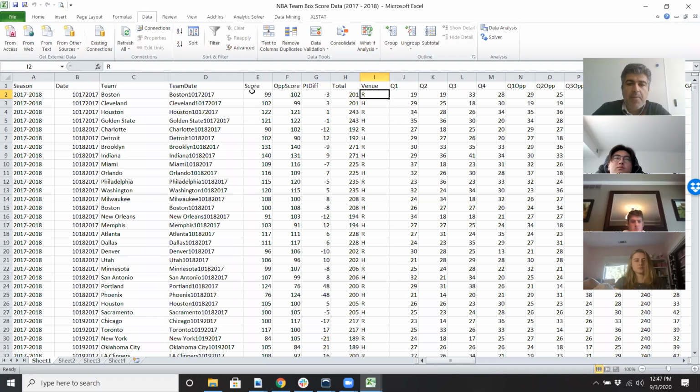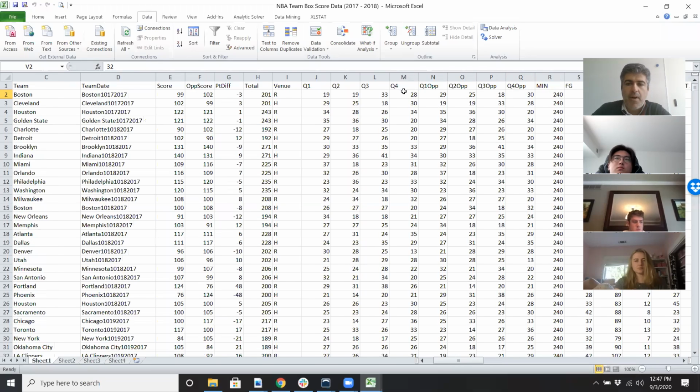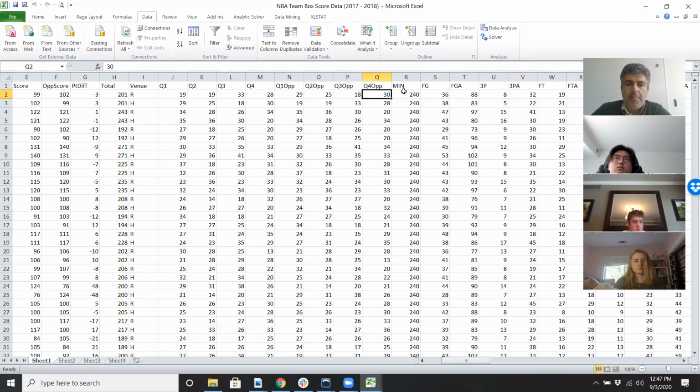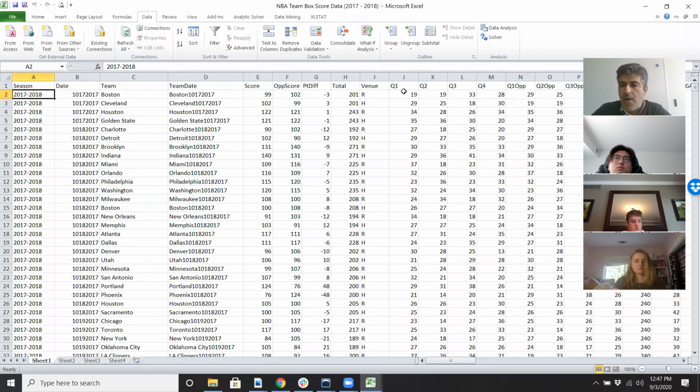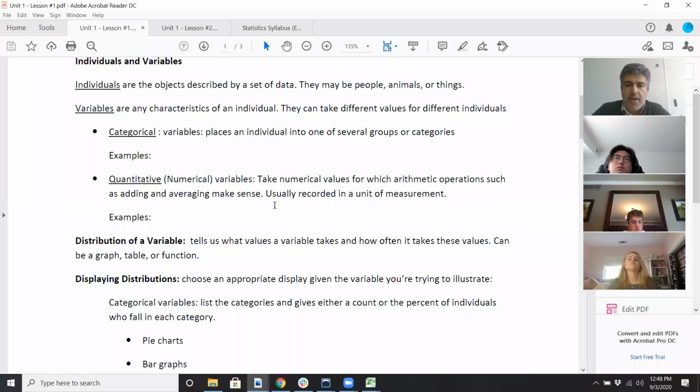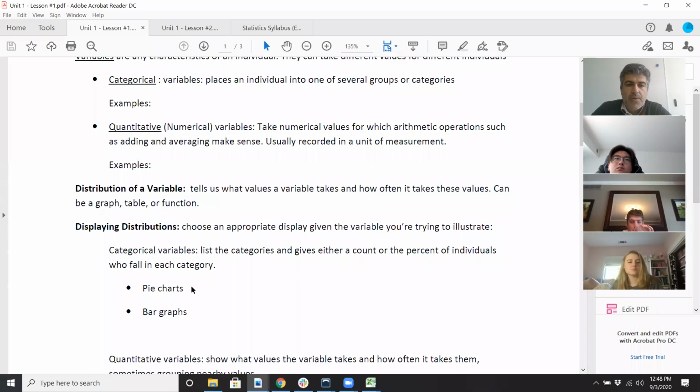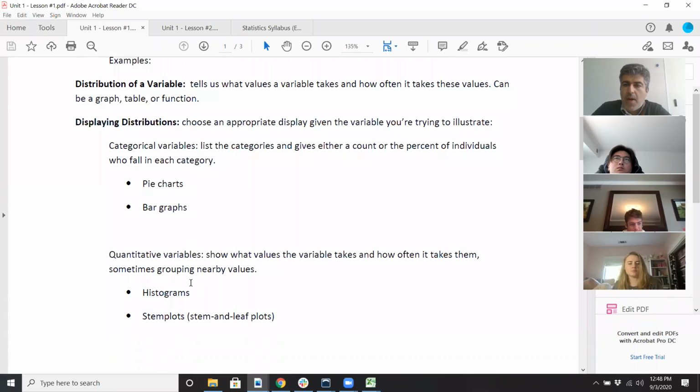But then how many points they scored, or maybe how many points they scored in the first quarter, or how many 3-pointers they attempted, those are all quantitative data. And with the quantitative data, obviously, I could do arithmetic operations. I could find the average. Or I could do something else with it. So that's something that we do have to consider.